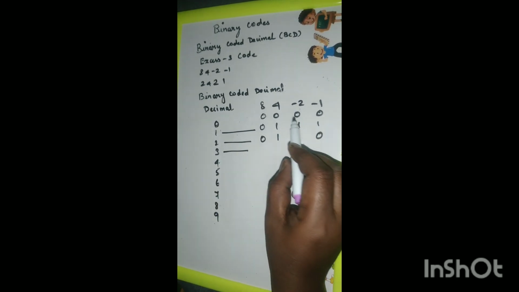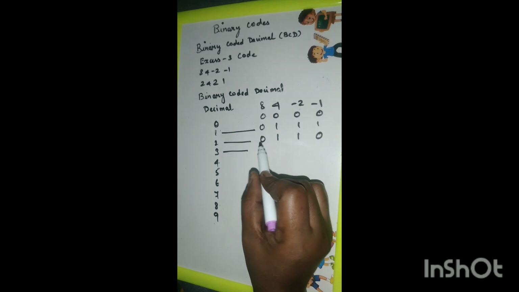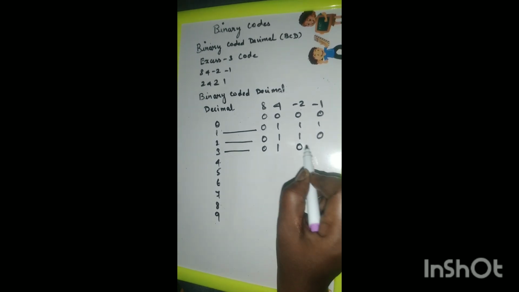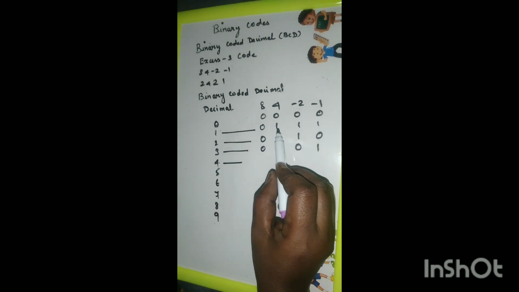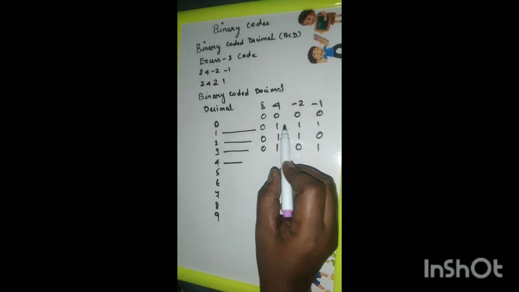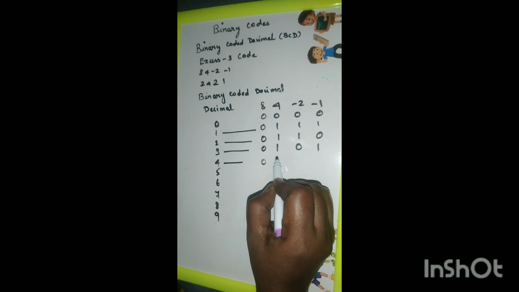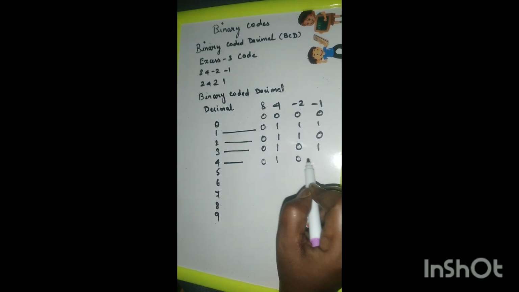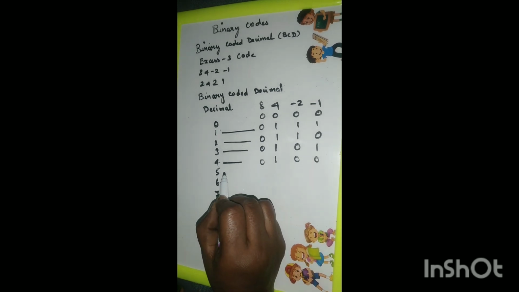Next is 3. 4 minus 1 is 3. So for 4, 1; minus 2, 0; minus 1, 1. 4 minus 1 is 3, so we assign 1 for 4 and minus 1, and for others, 0.